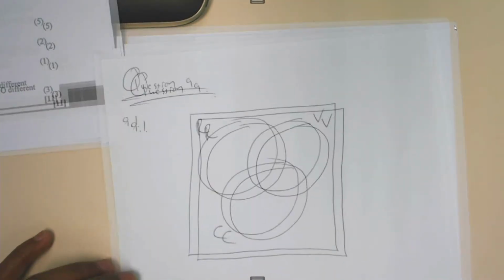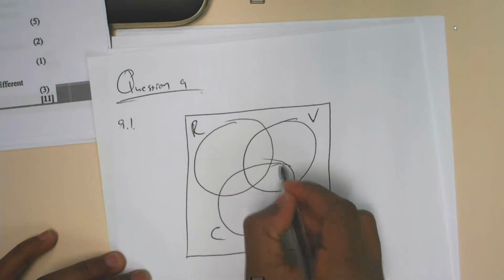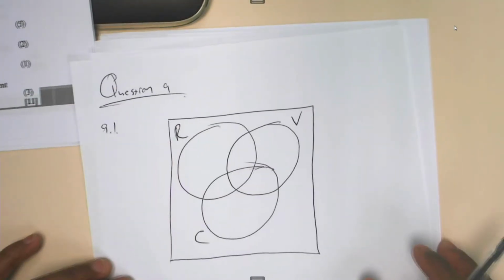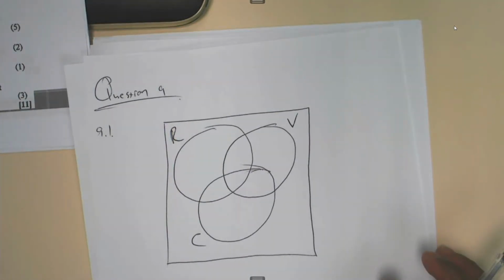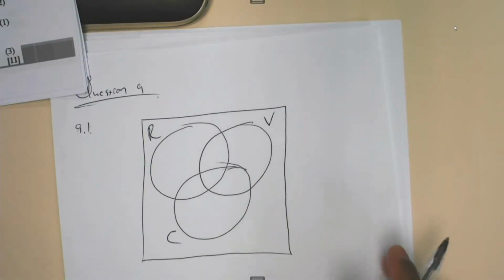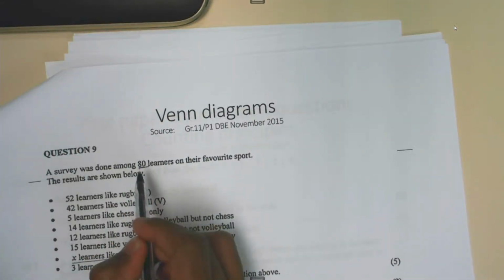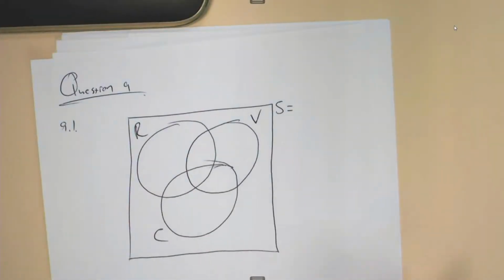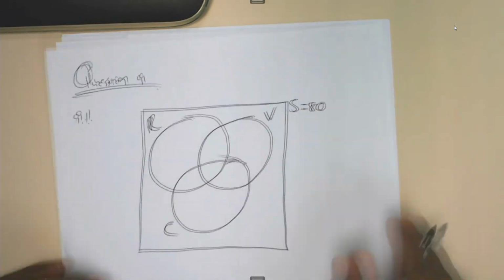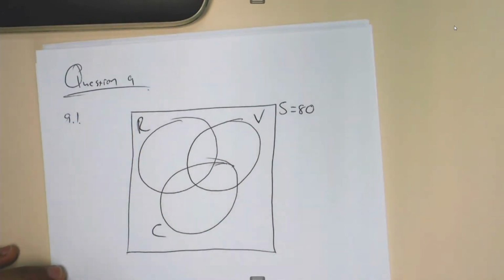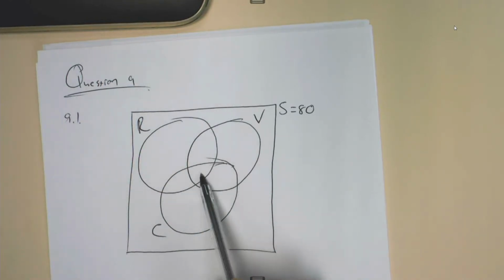Now, how do we construct, or how do we populate our Venn diagram? Well, first start with the sample space. Remember what our sample space is. We're dealing with how many learners here? We're dealing with 80 learners. That's the total number of learners that we're dealing with. And then, where do we begin? It's always advisable, Gr12s, to begin with the intersection of your events.